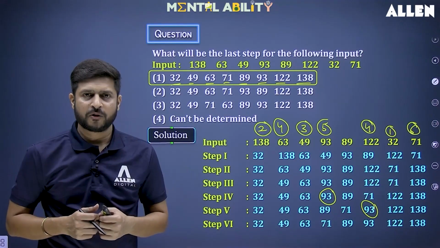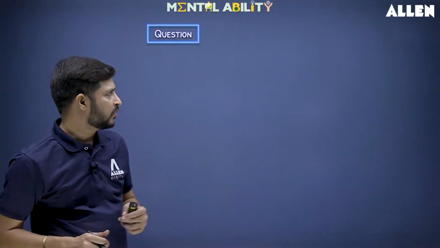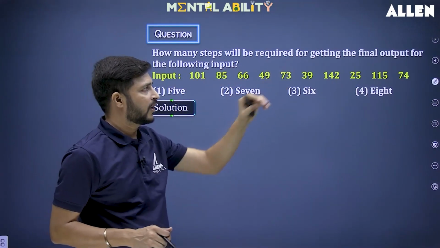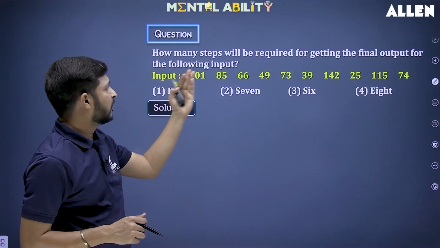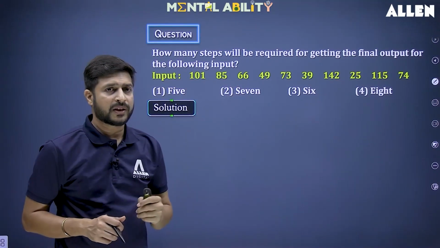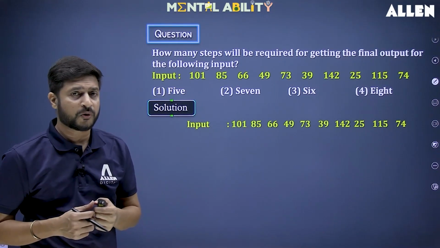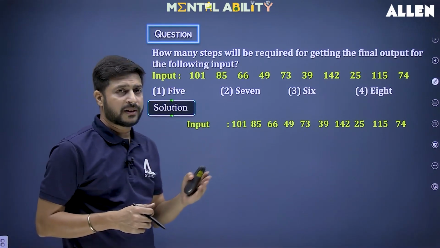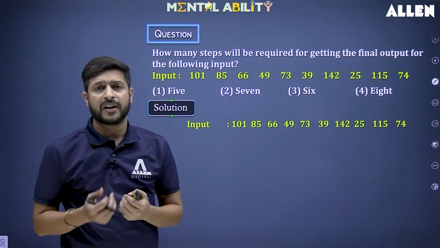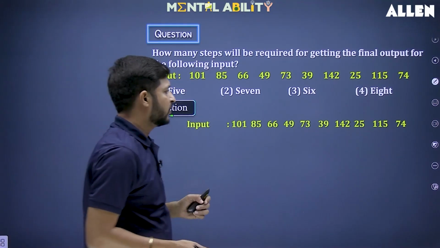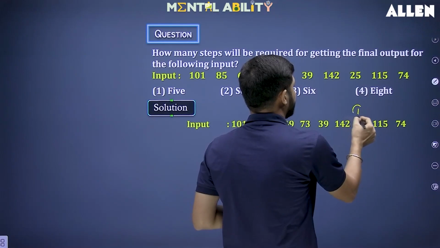So moving on to the next question, based on this particular input. It is given in the question: how many steps will be required for getting the final output for the following input? The input is given to us, and for that we are provided with 4 options over here. So now what exactly are we supposed to do? We have to follow the same steps which we followed for the earlier input to identify the answer for this question. So first of all, we know that the smallest number, which is 25, will be arranged.